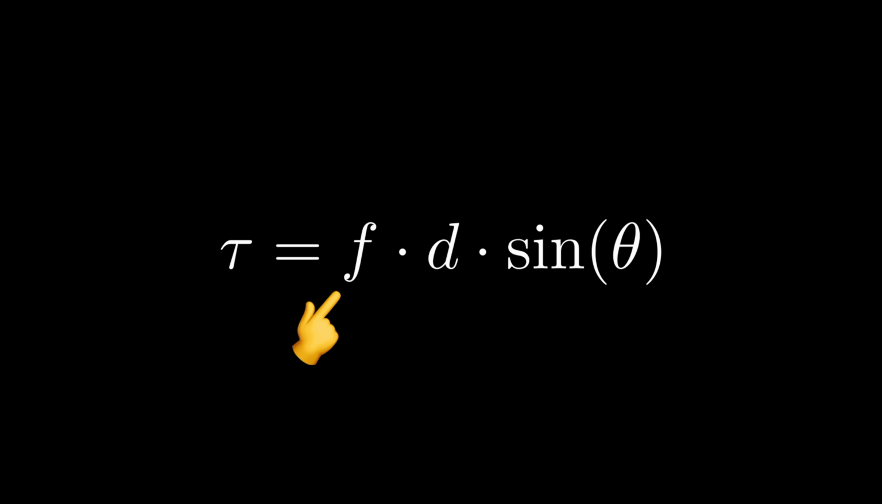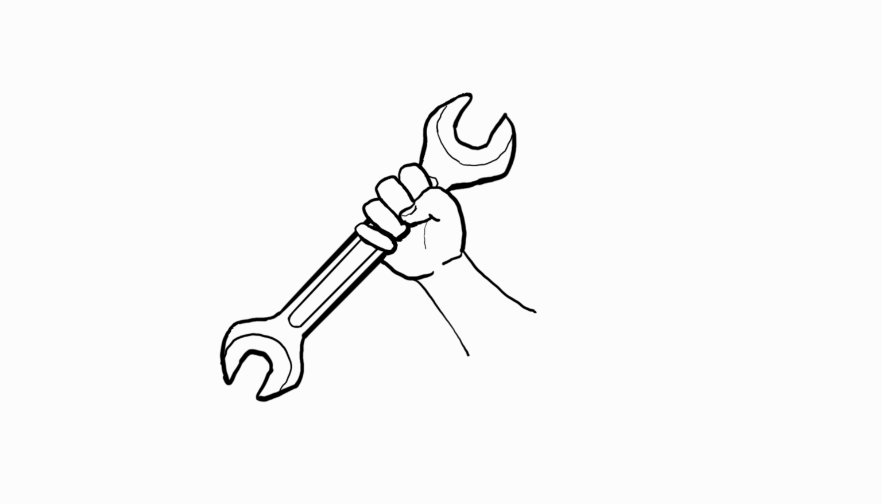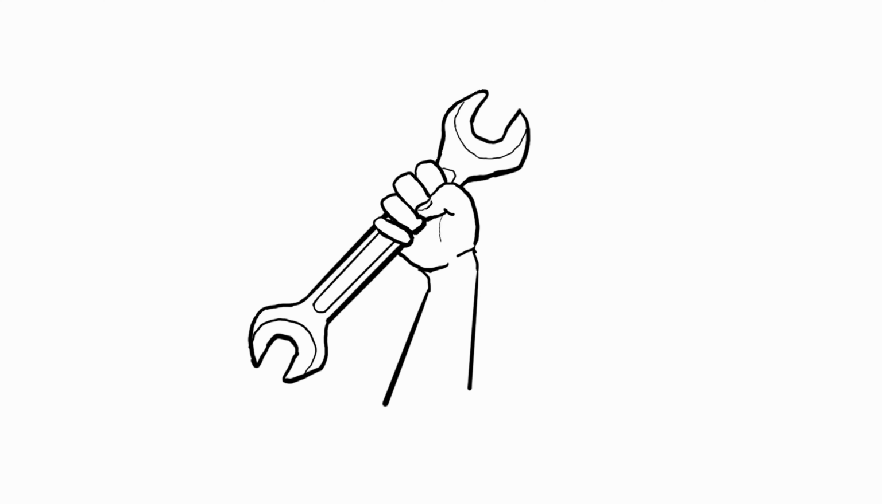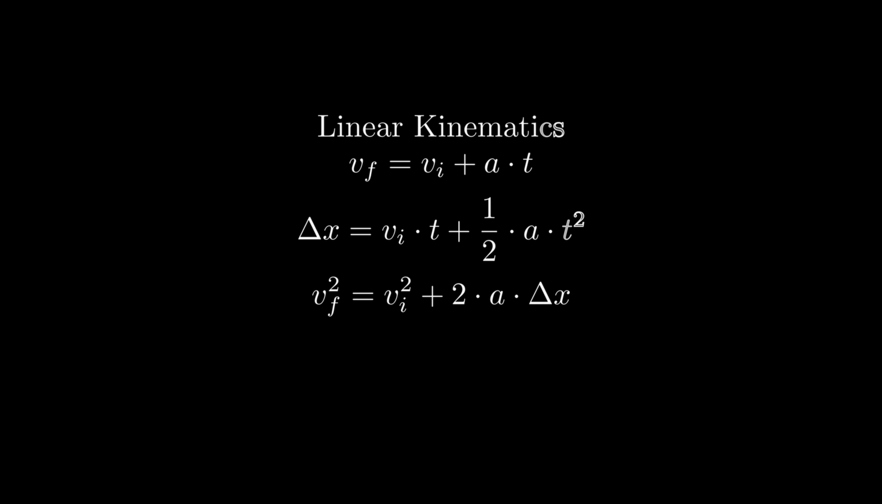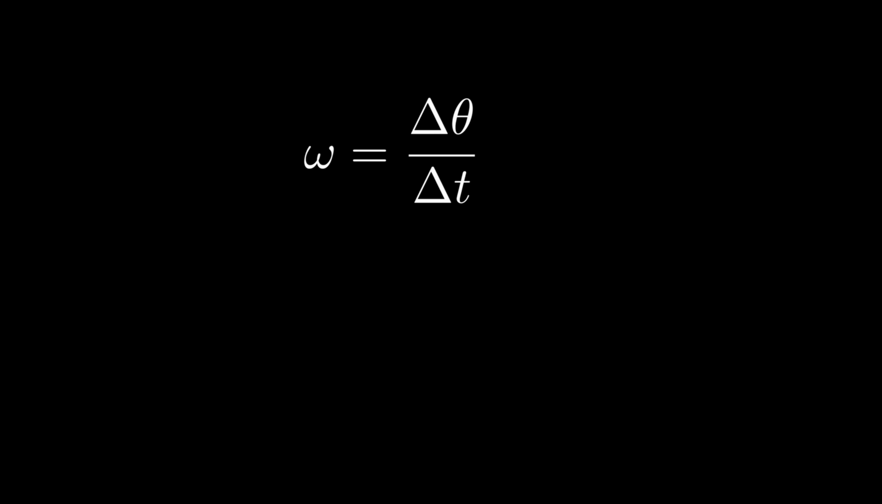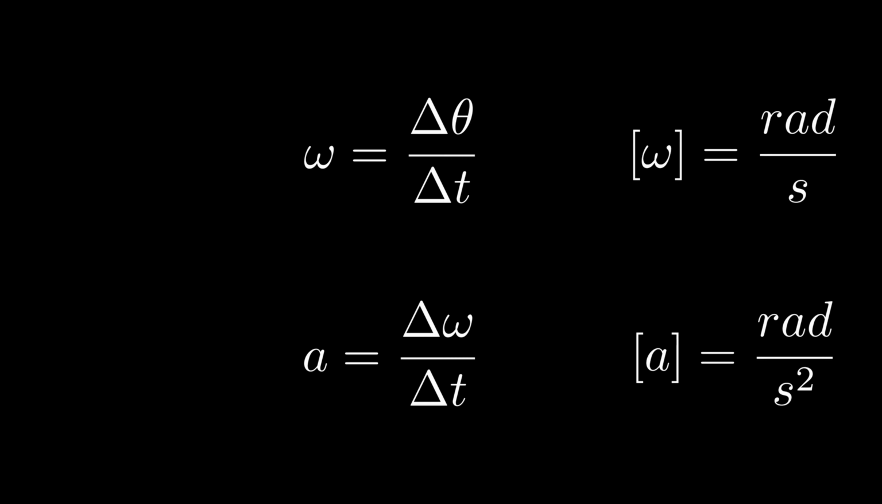F is the force you apply, but why is a sine there? Well, it just tells you that if you apply the force perpendicular, then the torque is higher than if you would apply it at an angle. Do you still remember the linear equations we used earlier? Well, it turns out that if you modify them, then we can use them for rotational motion. The angular velocity is d theta over dt, and angular acceleration is just the derivative of it with respect to time. Both of them use radians.